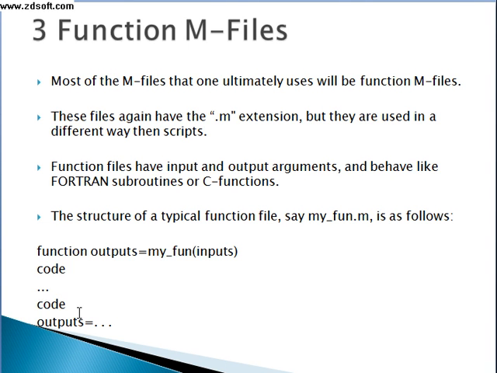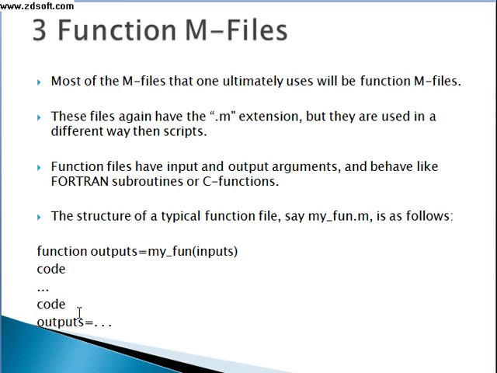Now coming towards the third method, that is function M files. Most of the M files that one ultimately uses will be this only, that is function M files. These files again have the .m extension similar to the script M files, but they are used in a different way than script ones. Now the function files have input and output arguments also, and behave like Fortran subroutines or C functions as well.